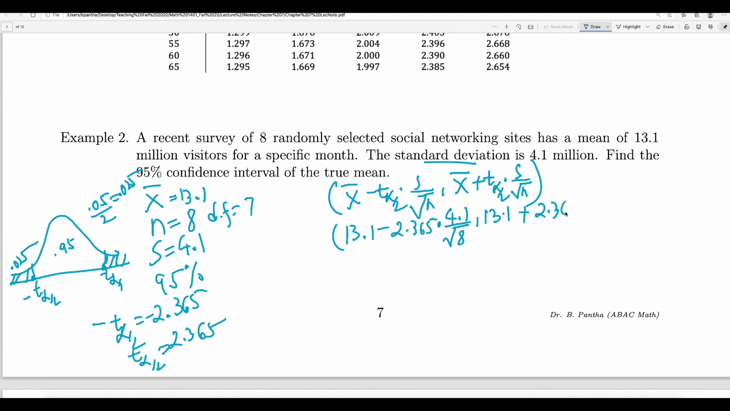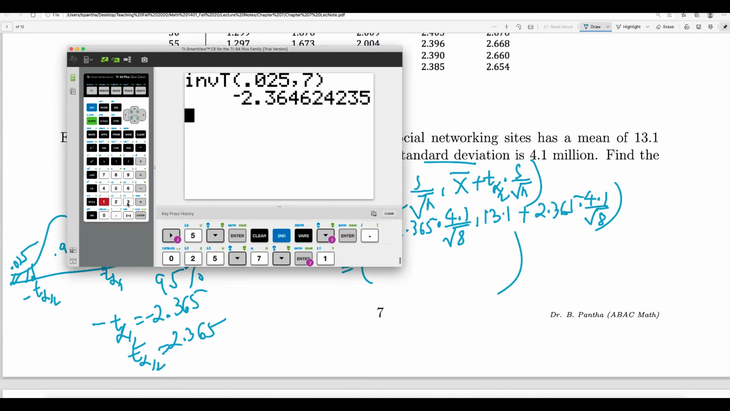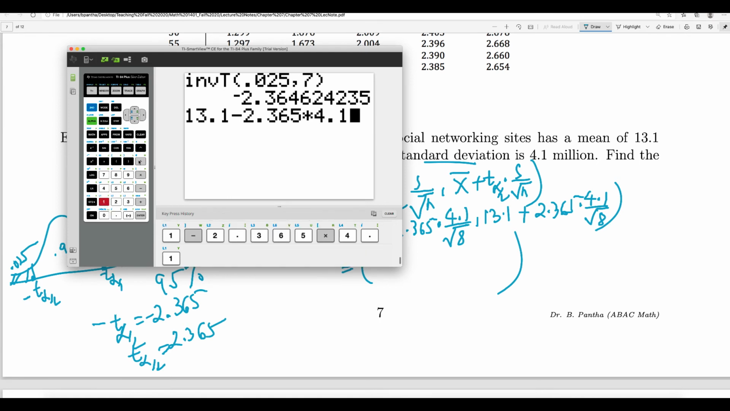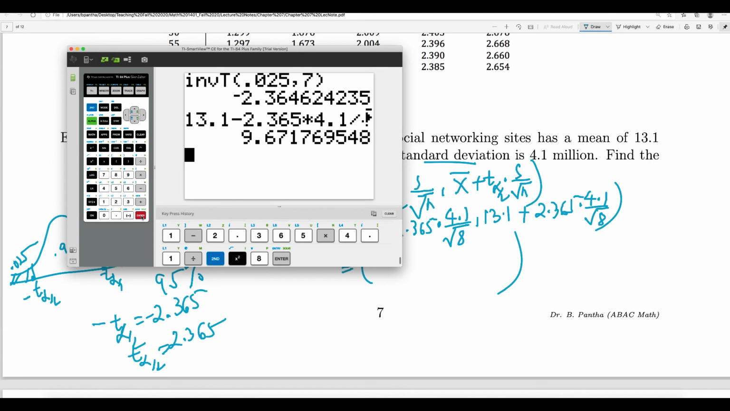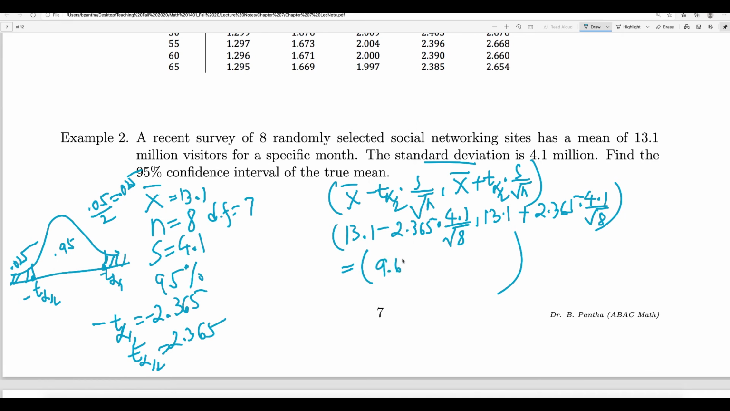Plus 2.365 times S, which is 4.1, over root 8. If you do that, let's see what you get for the left bound and the right bound. For the left bound, I'm doing 13.1 minus 2.365 times 4.1 divided by square root of 8. If you hit enter, you will get 9.672. So that is 9.672, comma, and the other one is the same thing with a plus sign.